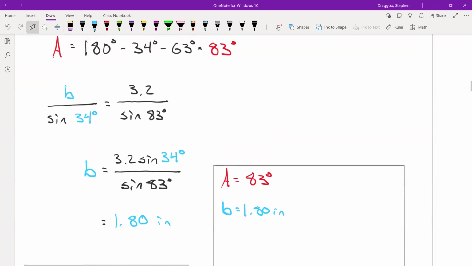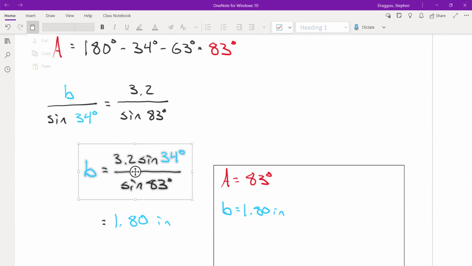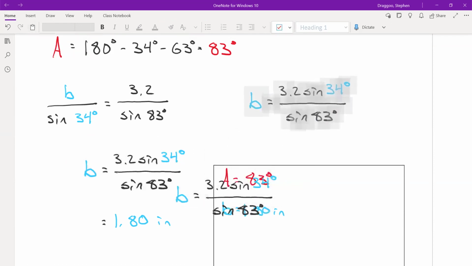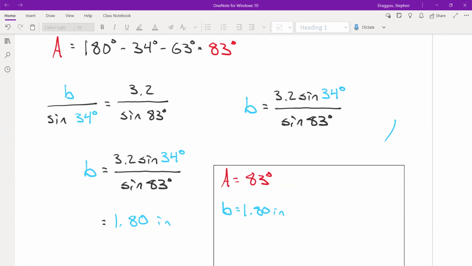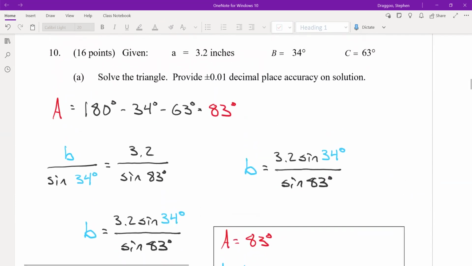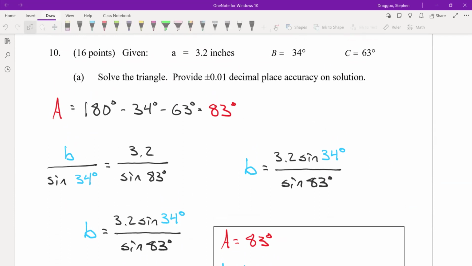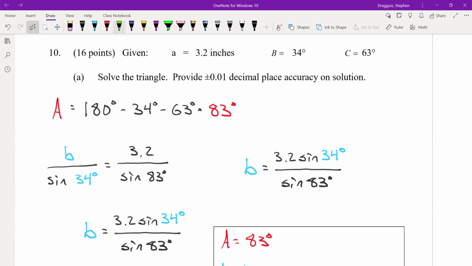And lastly, I've got to go get side C, and I'm going to be a little bit lazy about it. I'm going to take the entry that I just put into my calculator for B. All right, I said B was 3.2 times the sine of 34 degrees over 83. The math works out almost identically for side length C. I just need to replace all of my B's with C's. So instead of length B, I'm solving for length C. And instead of angle B, I want angle C. So I'll just swap those two pieces, right?